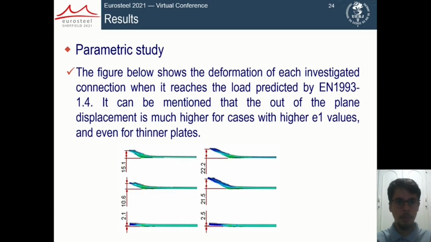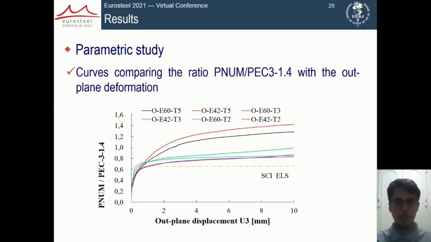The figure below shows the deformation of each investigated connection, and each reached the load predicted by Eurocode. It can be mentioned that the out-of-plane displacement is much higher in the cases with high e1 values, and even for thinner plates. A curve was traced relating the normalized load with the out-of-plane displacement, measured on the axis of the end of the stainless steel plates shown in the figure.